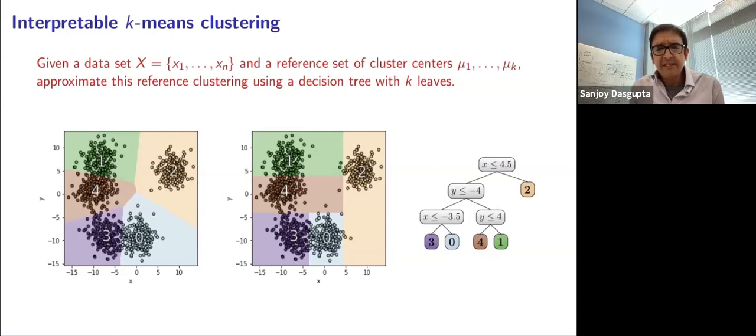So the question is, can you do this more generally? Maybe in 2D it's possible. What happens in higher dimensions, where these convex regions can be a little bit more strangely shaped? Can you really approximate them well using these nice boxes, using these sparse hyperrectangles based on just a few features?